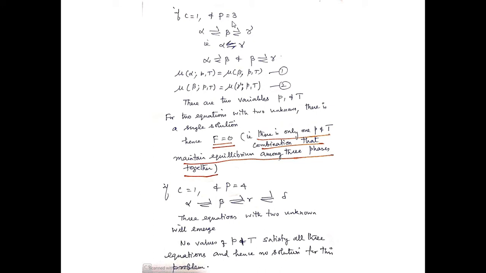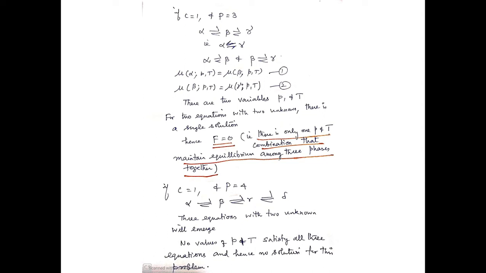Suppose I have three phases in equilibrium in that one component system, so alpha is in equilibrium with beta, and beta is in equilibrium with gamma, like ice, water and water vapor. This gives two equations: the chemical potential of the alpha phase is equal to that of the beta phase, and the chemical potential of the beta phase is equal to that of the gamma phase. There are two variables, pressure and temperature. So I have two equations with two unknowns, and there will be only a single solution. It is like one equation, x plus y equals some number, and another equation, 3x plus 4y equals some number. If there is a solution, it should be a very specific solution, one particular x and y.